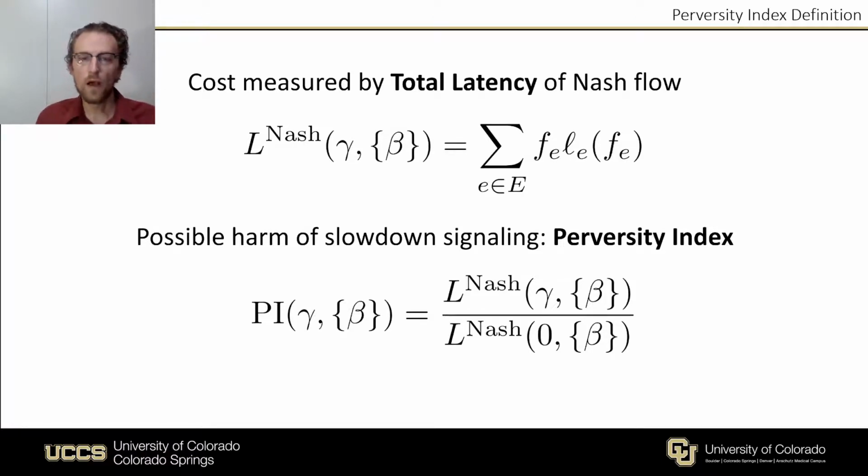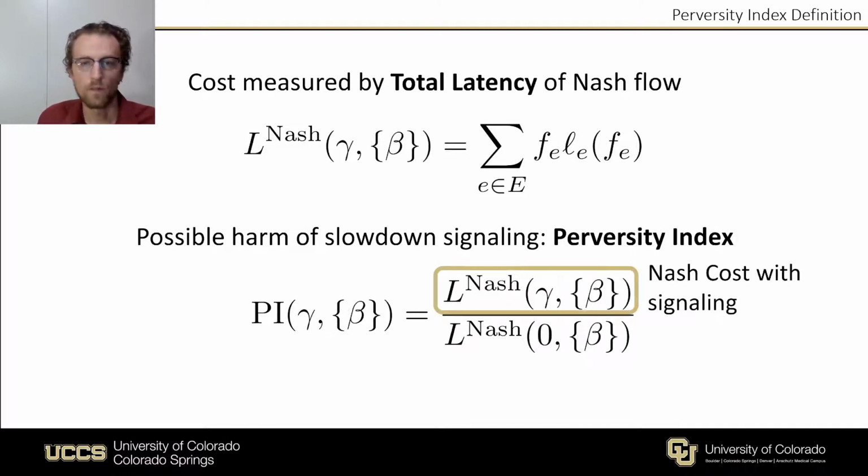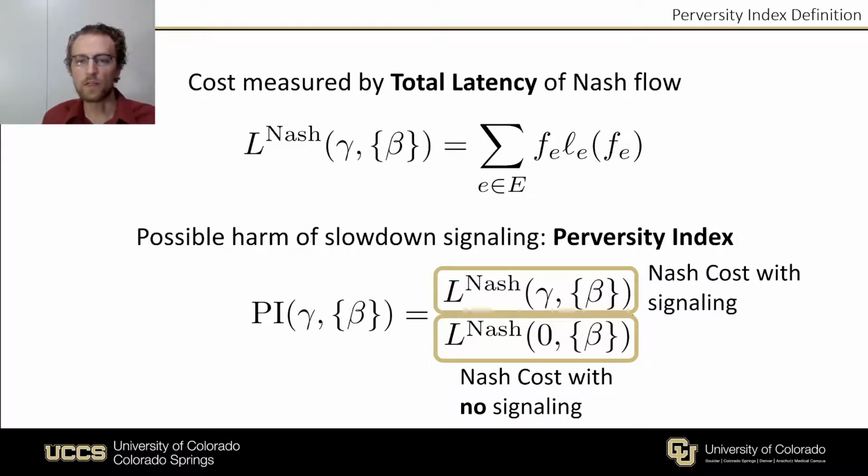Then I'm going to measure the possible harm of slowdown signaling with this quantity called the perversity index. All we do here is take the delay of a Nash flow under slowdown signaling, with gamma greater than 0, and divide that by the delay of a Nash flow with no slowdown signaling. If this quantity ends up being larger than 1, that means that our slowdown signaling made things worse than if there was no slowdown signaling. But if this quantity is equal to 1 or less than 1, then slowdown signaling helped. So we're dividing Nash cost with signaling by Nash cost with no signaling.